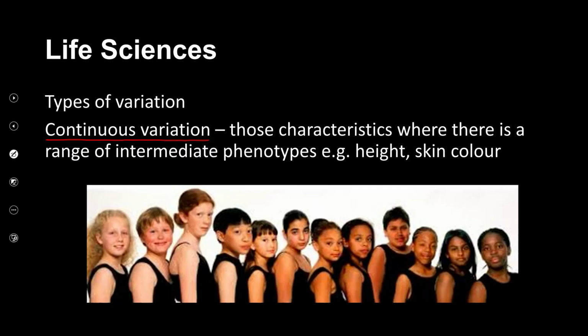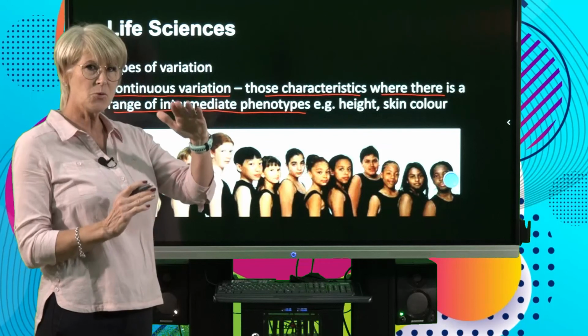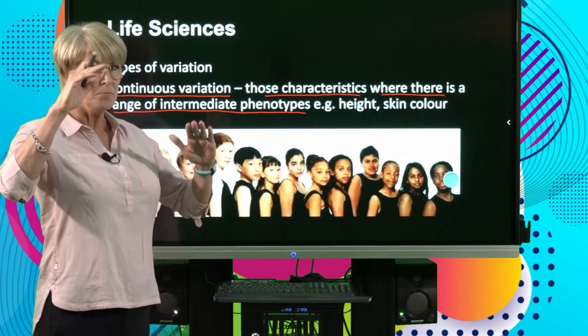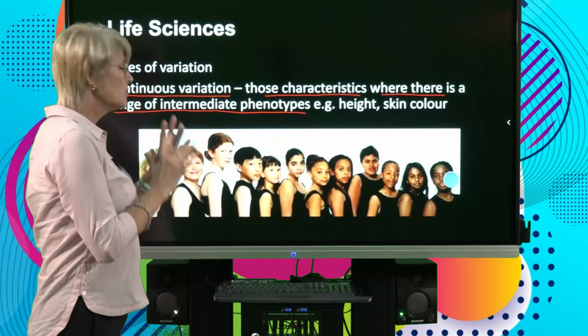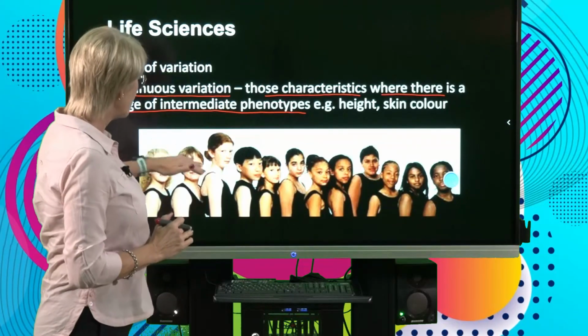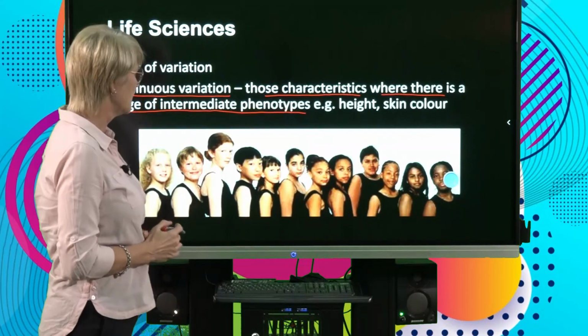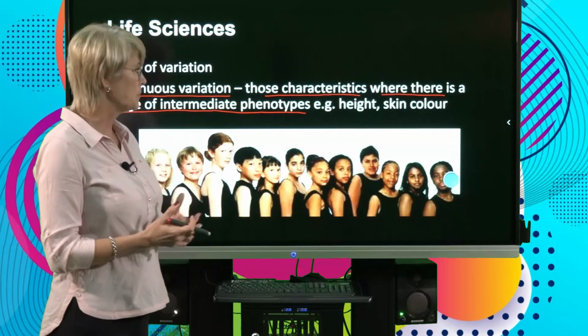If we have a look at the definition of continuous variation, it's those characteristics where there is a range of intermediate phenotypes. In other words, we don't just see short and tall. We see some short, then some a little bit taller, and some a little bit taller than that, middle height, and then some very tall. So there aren't just two or three categories, short, medium and tall. There is variation between all of them. So there's a range of intermediate phenotypes. And remember, phenotype is our physical appearance.